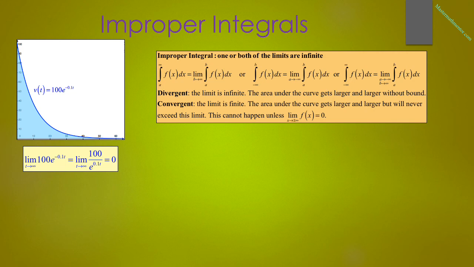Or the improper integral can be convergent, meaning that the limit is finite. The interpretation is that the area under the curve is also getting larger and larger, but will never exceed this limit. This cannot happen unless the limit of f of x as x approaches plus or minus infinity is equal to 0.